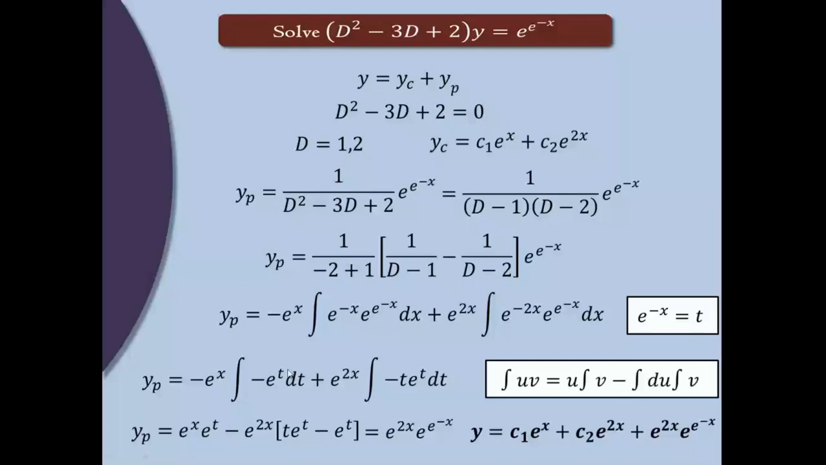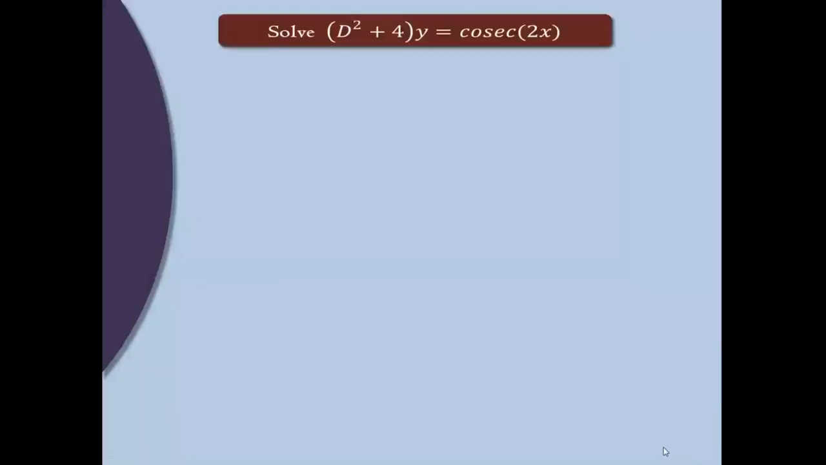The next problem, d square plus 4 y is equal to cosec 2x. Again, same thing. y will be in two parts, yc plus yp. For finding yc, consider the auxiliary equation. The auxiliary equation will be taking all this term in bracket equal to 0. That is d square plus 4 equal to 0. Find the roots of this equation.